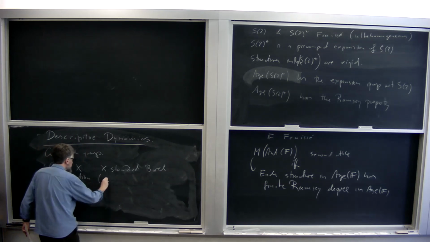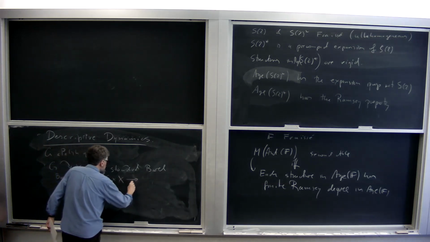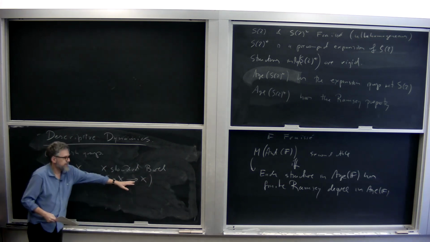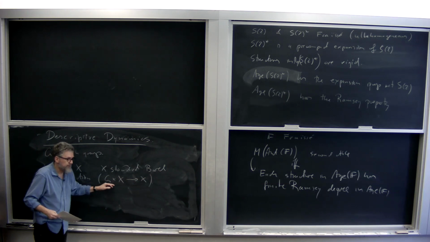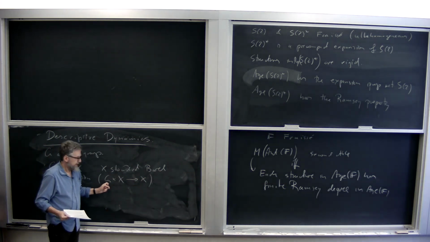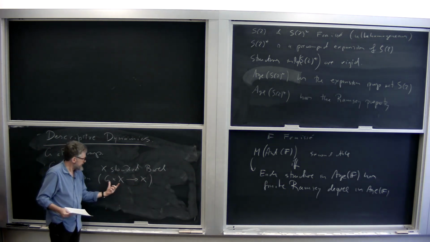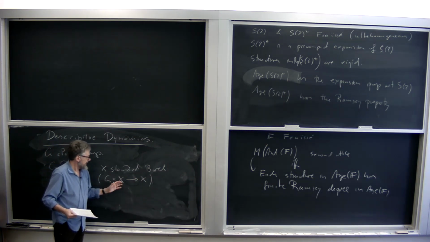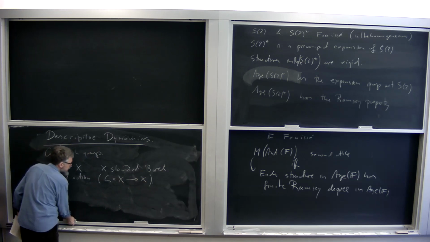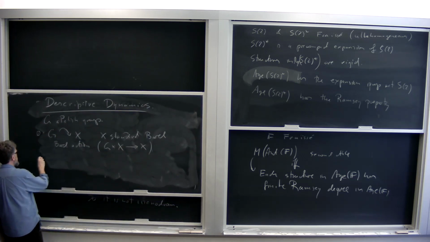To be completely precise, an action is a function from a product to X. This function, as a function of two variables, is Borel. This means on G, I have a Polish topology. It's a Polish group, so it has a sigma algebra. I take the product sigma algebra, the sigma algebra generated by rectangles. And with respect to that product sigma algebra, this is a Borel map. That was the first. So both of these are natural contexts for descriptive dynamics.